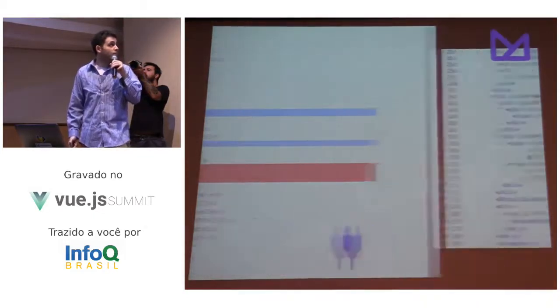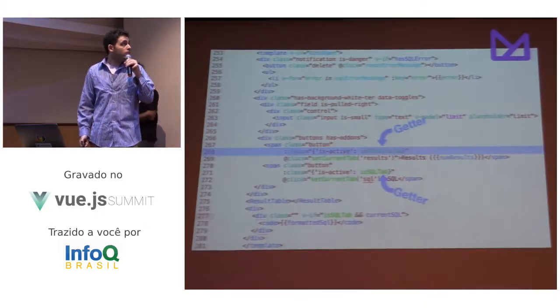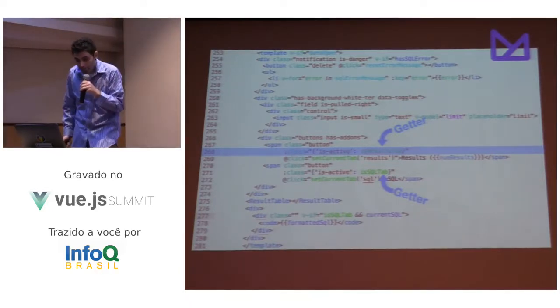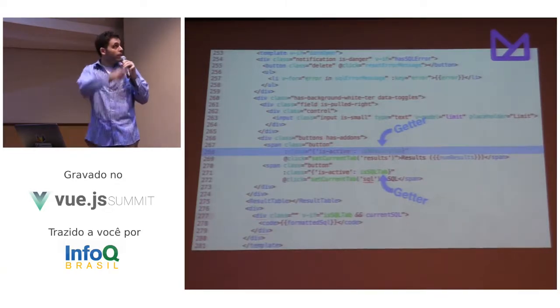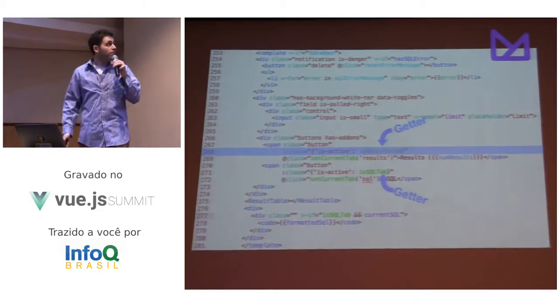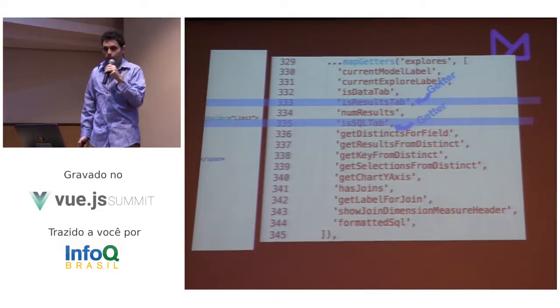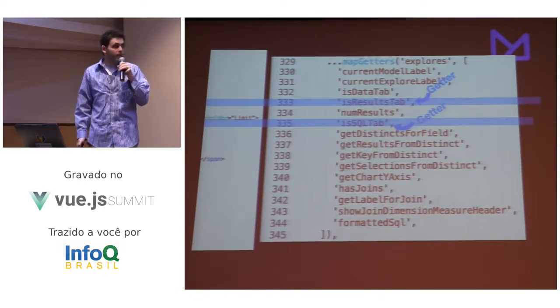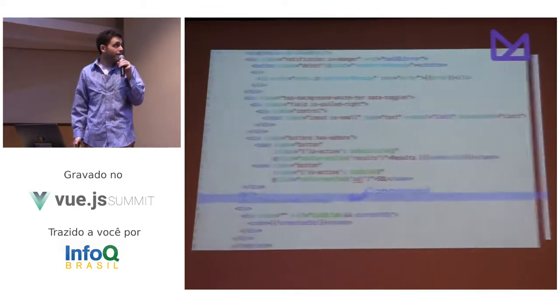And if we take a look at some of our explorers here, here's two getters, right? We have isResult tab and isSQL tab. And this is all in the template part of your .vue file, right? If we scroll down to the script part, we just do map getters, and we do isResult tab, isSQL tab, and it's all nice and neat in there.